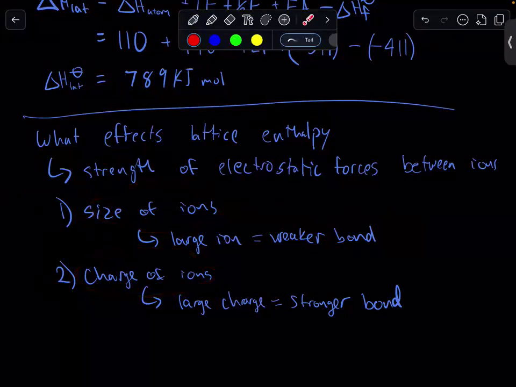So that's where I'm going to end you off here. I hope this helps you understand the Born-Haber cycle. It takes a bit of practice. You just got to do it, and have a great day.